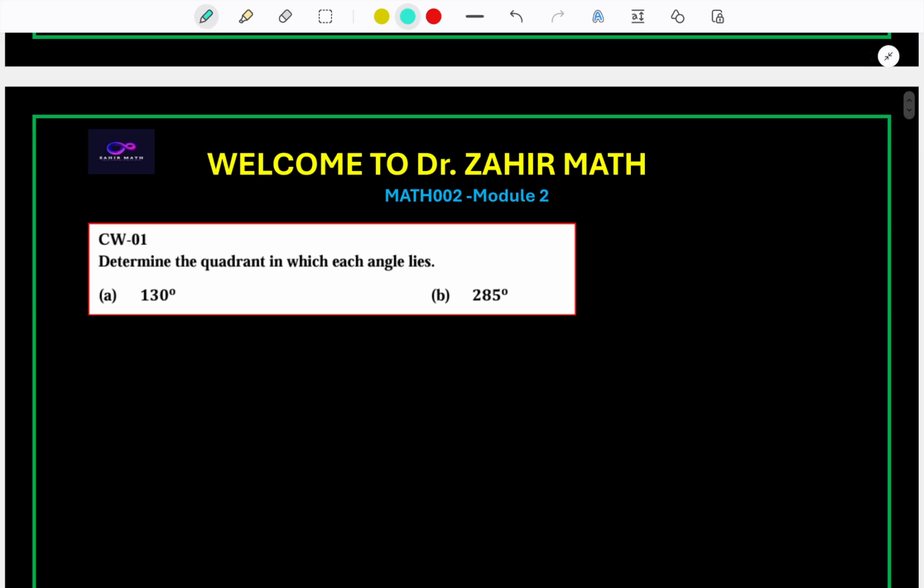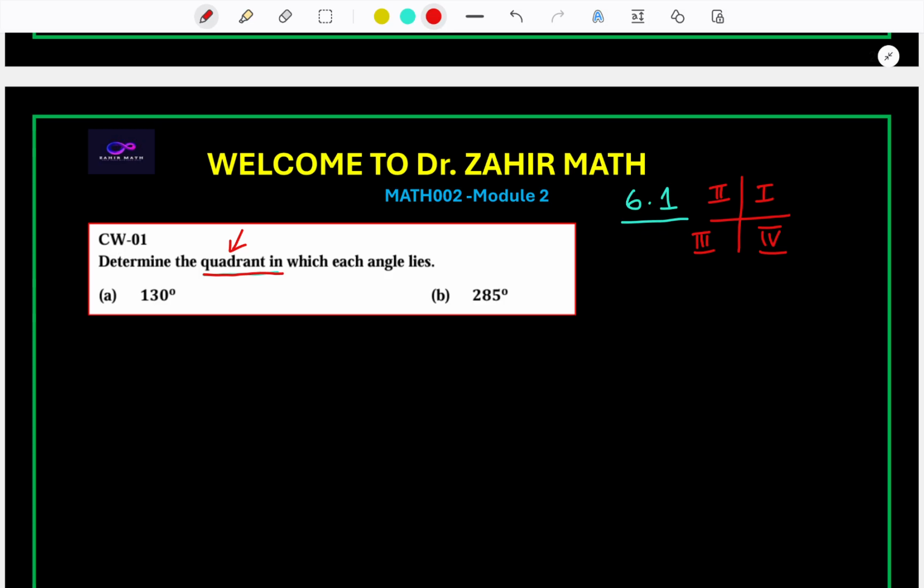Now let's start your exercise 6.1, in module 2. First question: determine the quadrant in which the angle lies. So first thing, what is the question? Determine the quadrant. Take your highlighter, just underline: determine the quadrant in which the angle lies. What is the meaning of quadrant? There are four quadrants. I told you this is 1 and this is 2, this is 3 and this is 4. So now the question is where this theta lies.